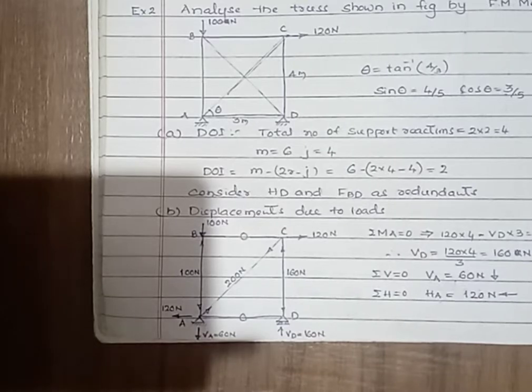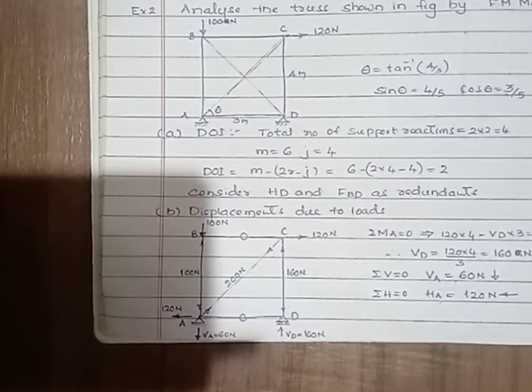Here we have to consider any two members as the redundants. Now we will consider the horizontal reaction component at hinge D as one of the redundants. Similarly, the force in the member BD as another redundant. Then the second step is to find the displacement due to the loads.